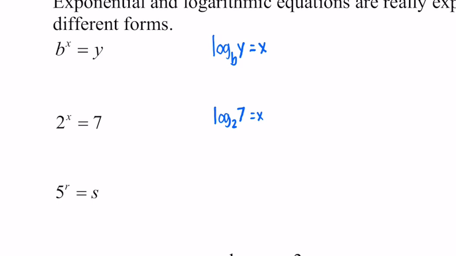Looking at 5 raised to the r equals s. The base stays the same, so we'll have the logarithm base 5. The exponent of the exponential form is the answer of the logarithmic form. So we have the logarithm base 5 of s is equal to r.